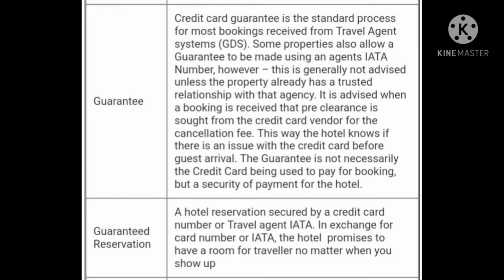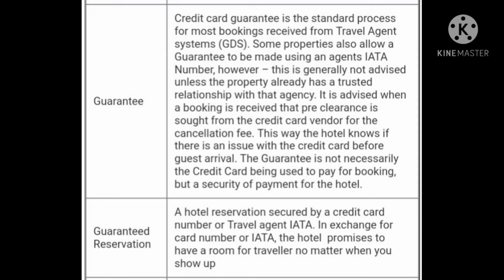Guarantee. Credit card guarantee is the standard process for most bookings received from travel agent systems or GDS. Some properties also allow a guarantee to be made using an agent's IATA number. However, this is generally not advised unless the property already has a trusted relationship with the agency.